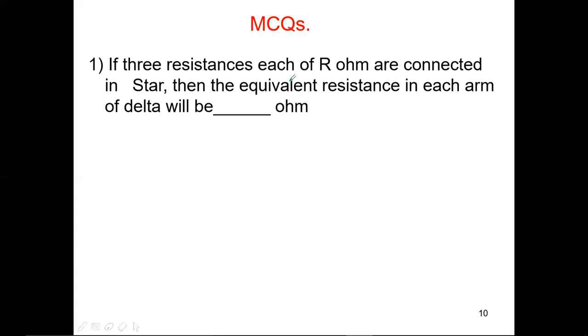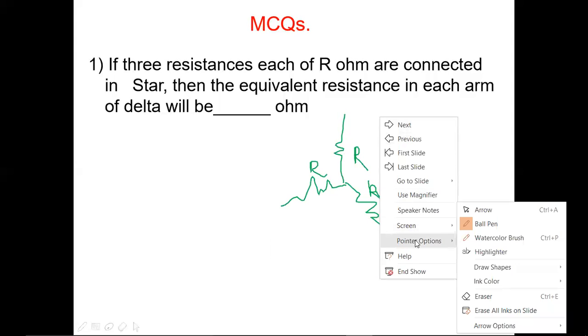If three resistances each of R ohms are connected in star, then the equivalent resistance in each arm of delta will be? How much is the value of resistance in delta? If I connect three resistances like this, let me draw these three resistances in star. This is R, R, R. Now I am converting star to delta.